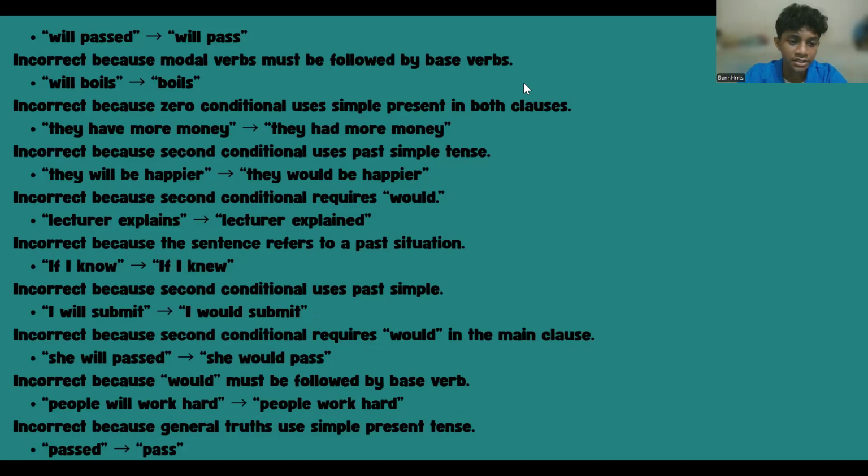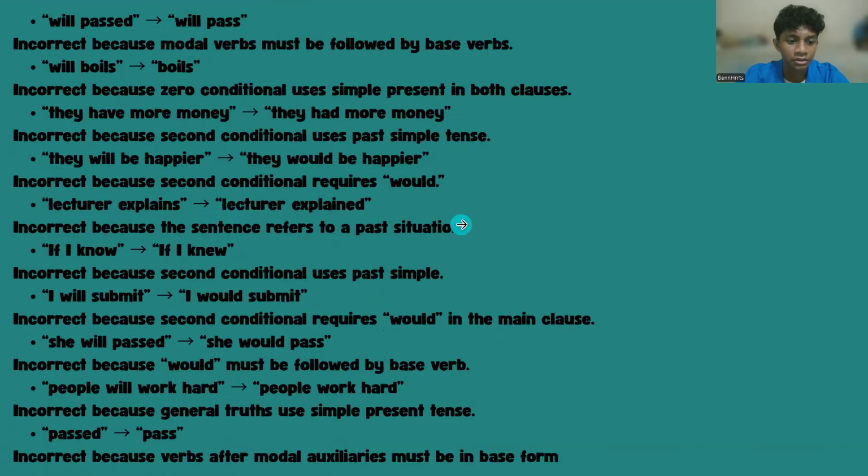And "she will pass" to "she would pass," incorrect because would must be followed by a base verb. "People will work hard" to "people work hard," incorrect because general truths use simple present tense. "Passed" to "pass," correct because verbs after modal auxiliaries must be in base form.